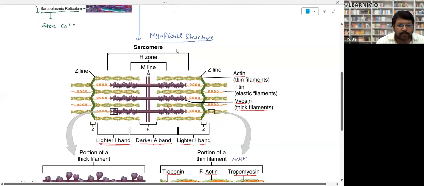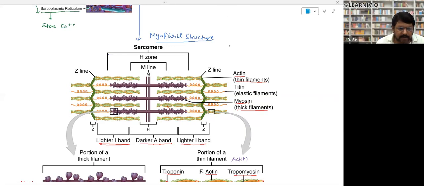Now the story starts. This is the structure of the myofibril. There are dark bands and lighter bands. Where the dark bands are, there is a gap, right? And these bands are made up of two kinds of protein. Basically this green structure is called actin protein, and this purple structure is called myosin protein.